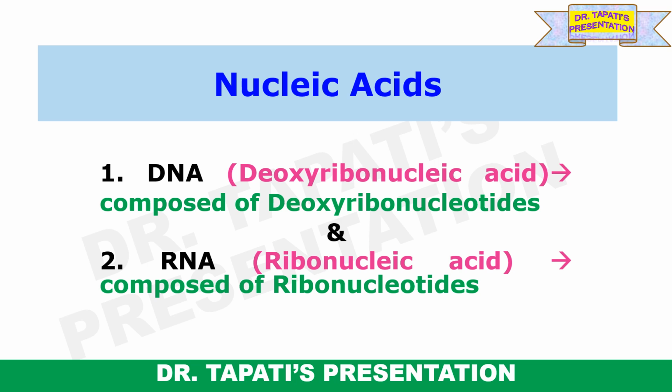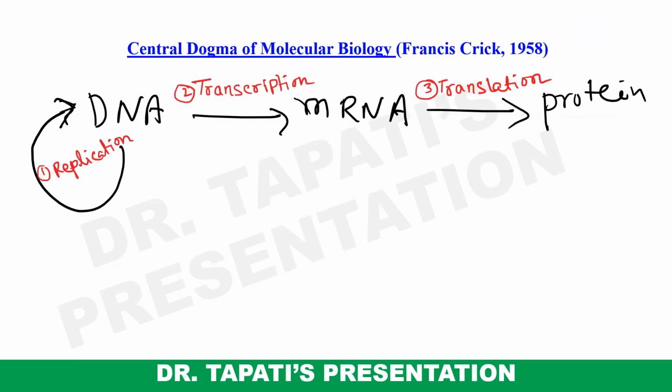Let's focus on nucleic acids. Those are of two types, DNA and RNA. DNA means deoxyribonucleic acid. RNA means ribonucleic acid. DNA is composed of deoxyribonucleotides, whereas RNA is composed of ribonucleotides. The central dogma of molecular biology, or central dogma of life, is a fundamental concept that describes the flow of genetic information within a biological system.